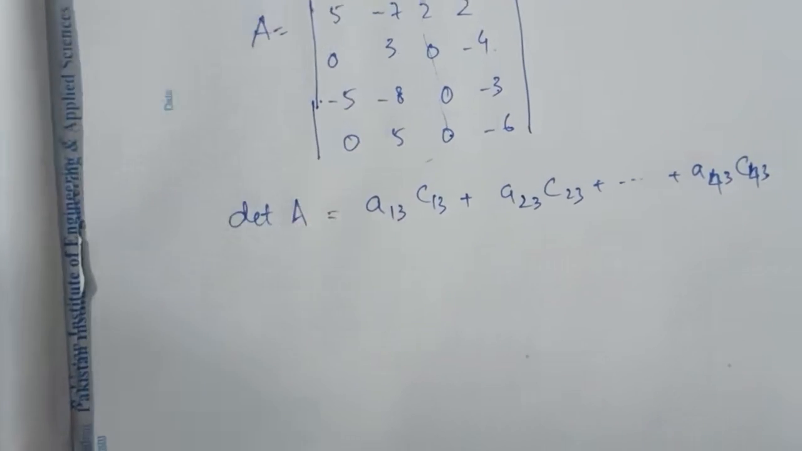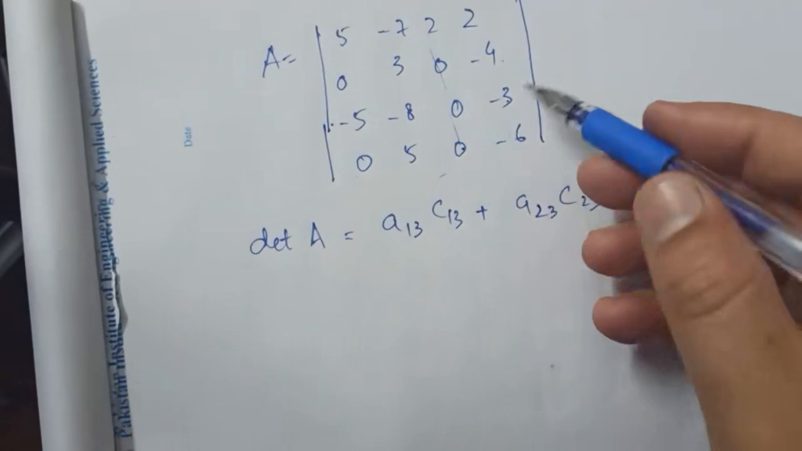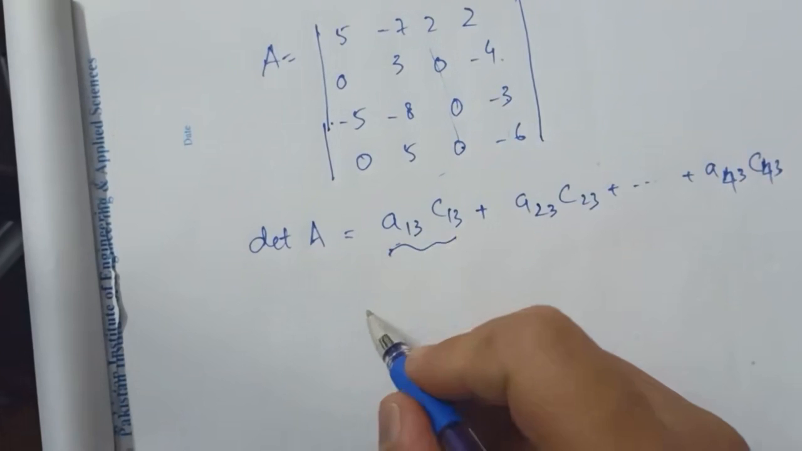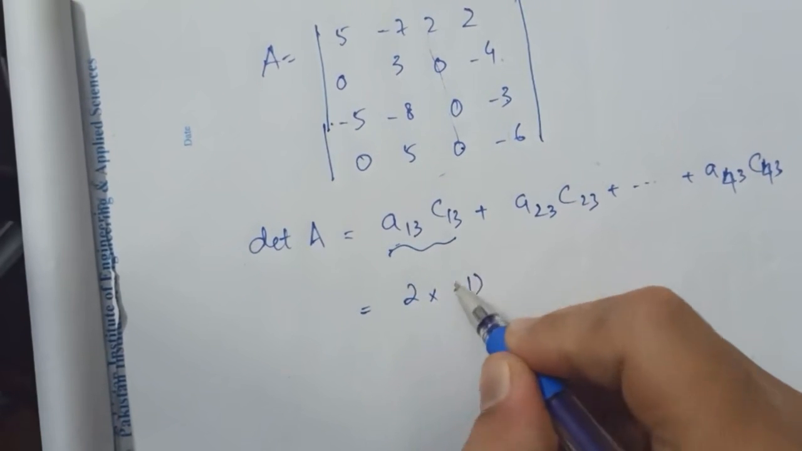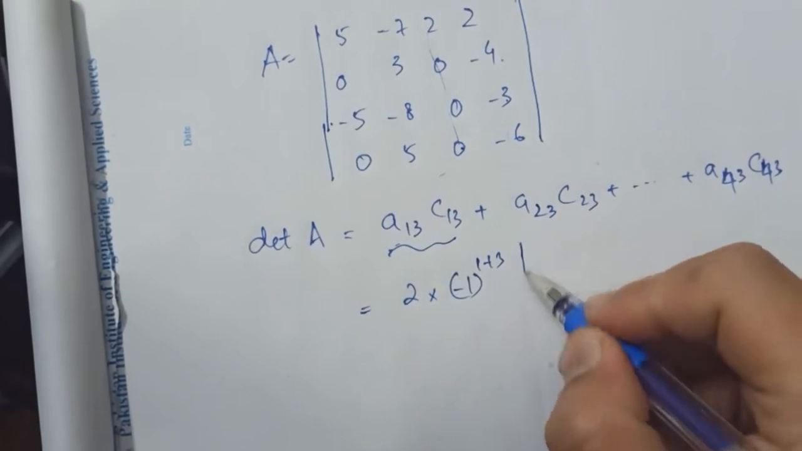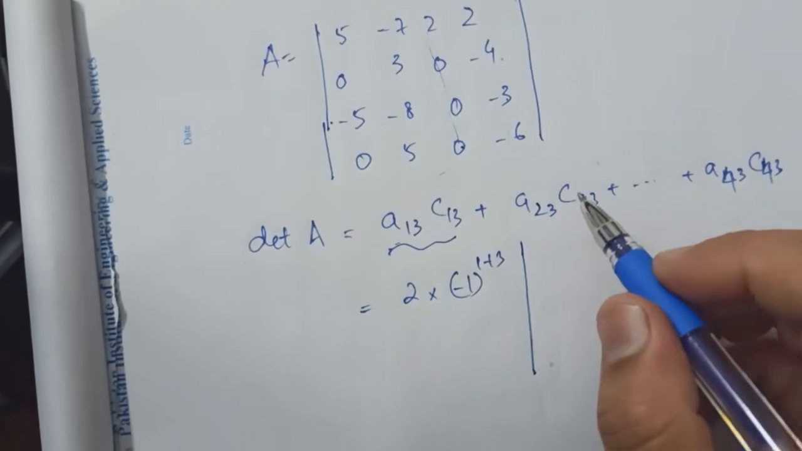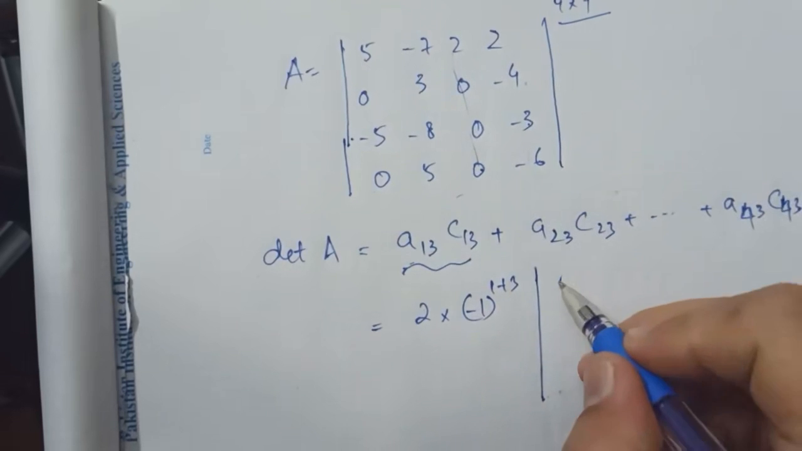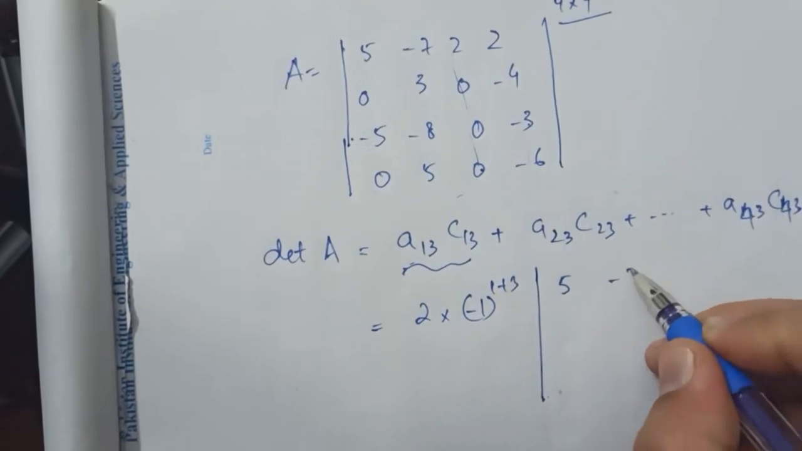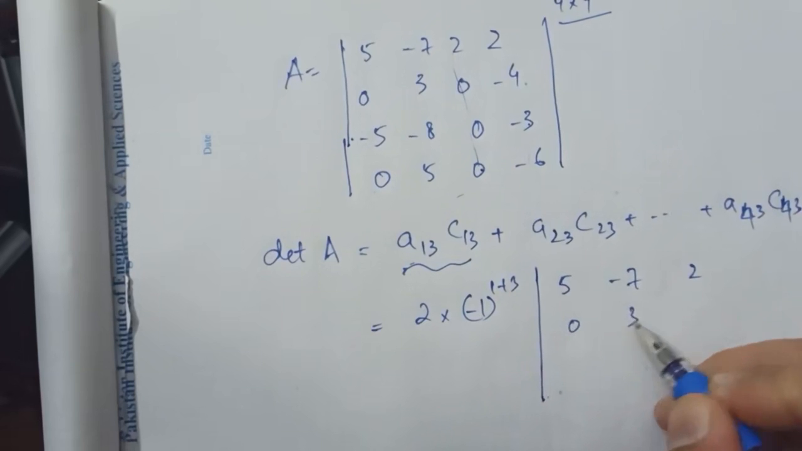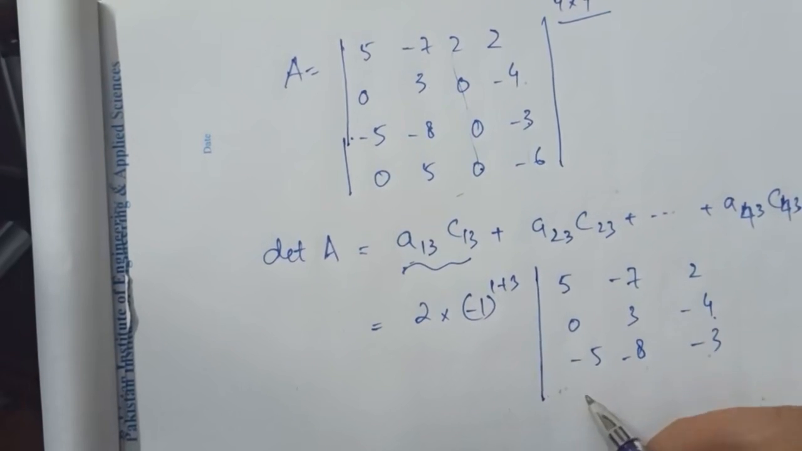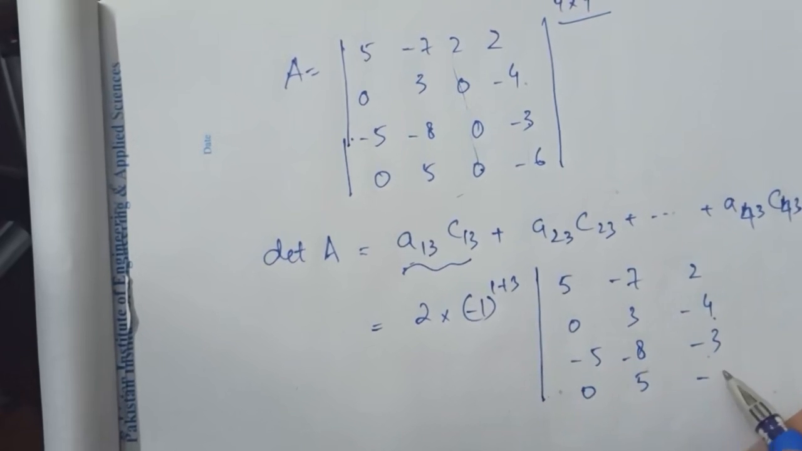Okay, now since we know that the only thing we have to calculate is this one, it becomes 2 times minus 1 to the power 1 plus 3, and again you get here the determinant of C13, so you remove the first row and the third column. All you are left with here is minus 5, minus 7, 2, 0, 3, minus 4, minus 5, minus 8, minus 3, and you get here 0, 5 and minus 6, right?